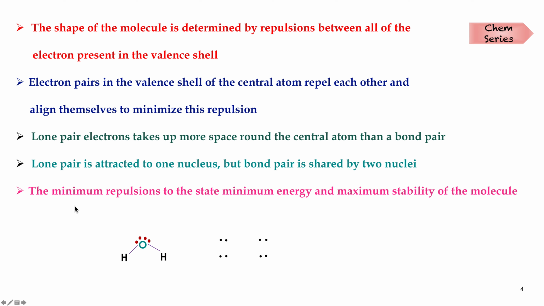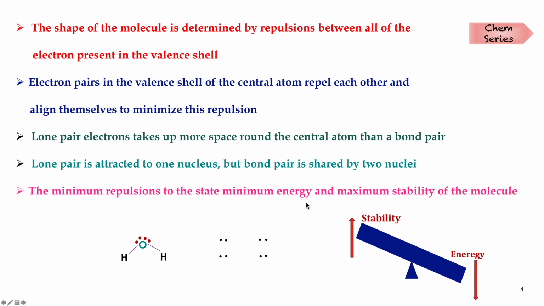Minimum repulsion leads to the state of minimum energy and the maximum stability of the molecule. Fine. The lower the energy, the more stability. So for lowering energy, they will align into different shapes for more stability.